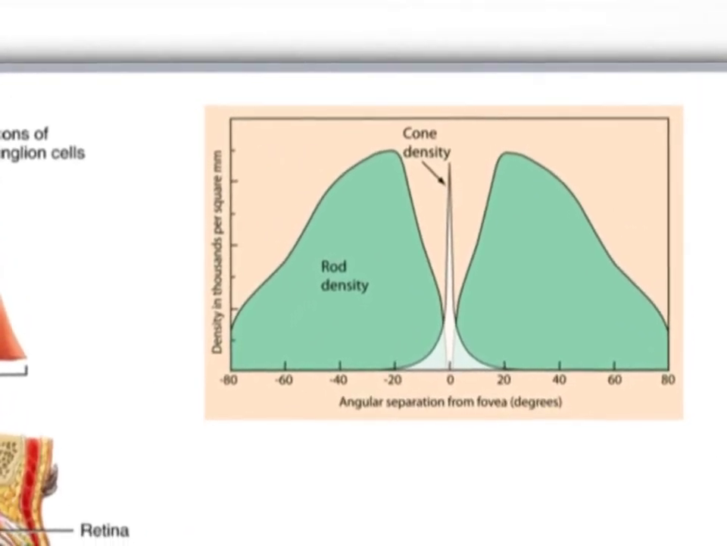In the center part, the angular separation from the fovea, the center of your eyeball, the cones are going to be incredibly dense in the center of your eye. And as you go further out from the center of your eye, you have increased rod density, which means, translation, ding, ding, ding, your peripheral vision is going to be based on your rods.